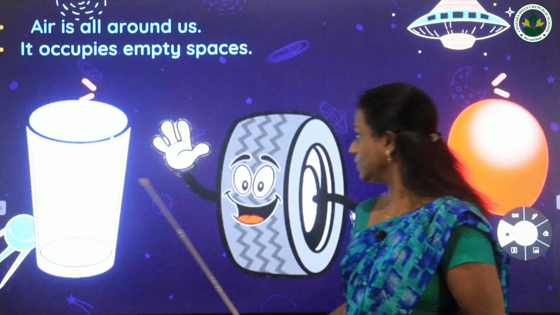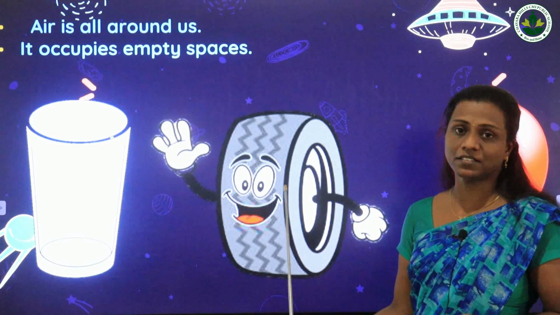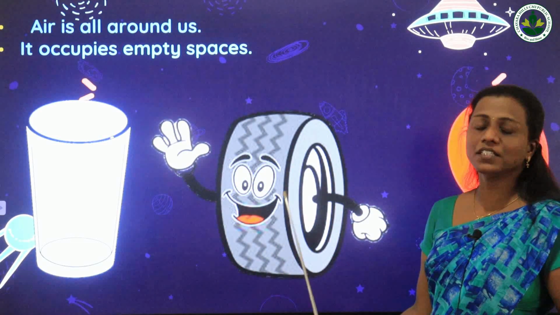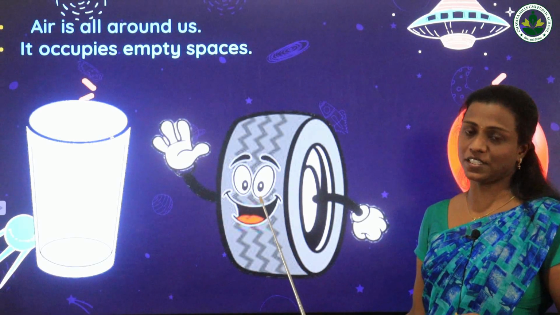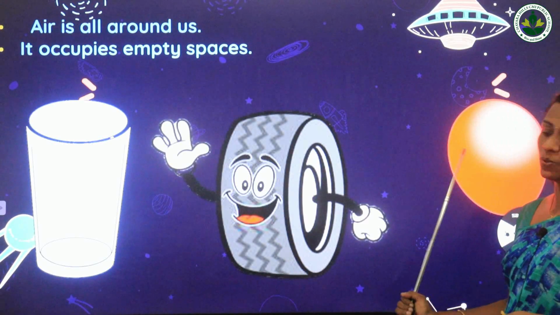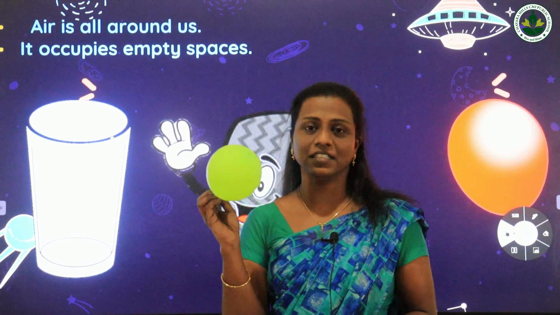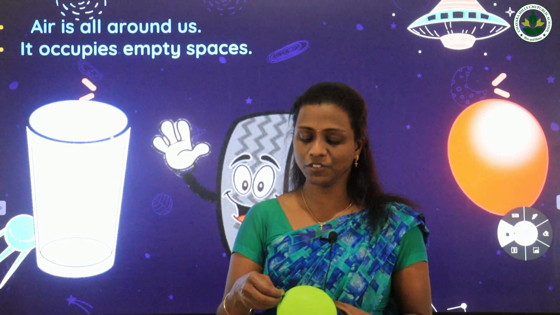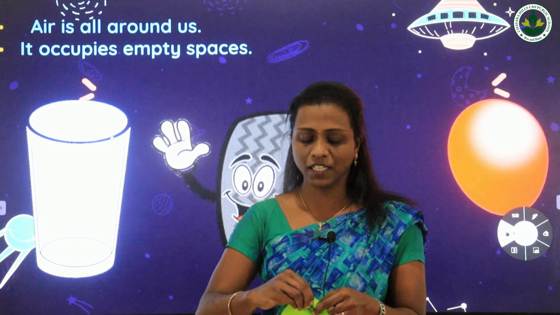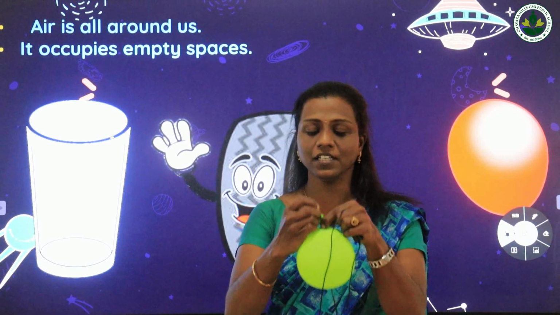Then the second picture is a picture of a tire. Inside the tire also air is filled. Then the last one is a balloon. So what is inside the balloon? Inside the balloon air is there. So if you open it, what can we see? The air is going outside and the balloon size will decrease.